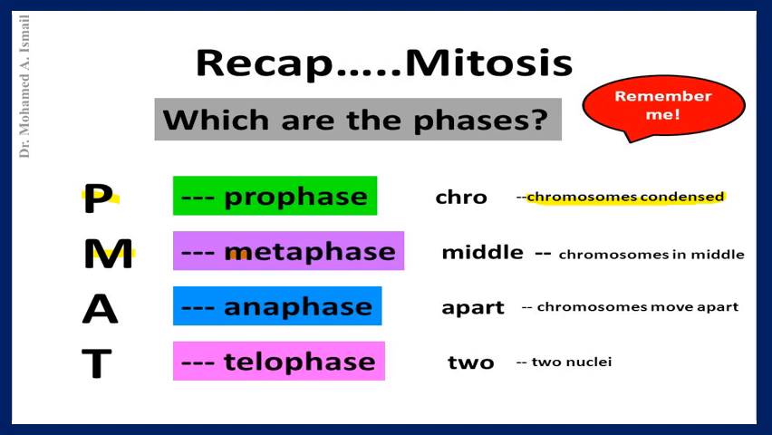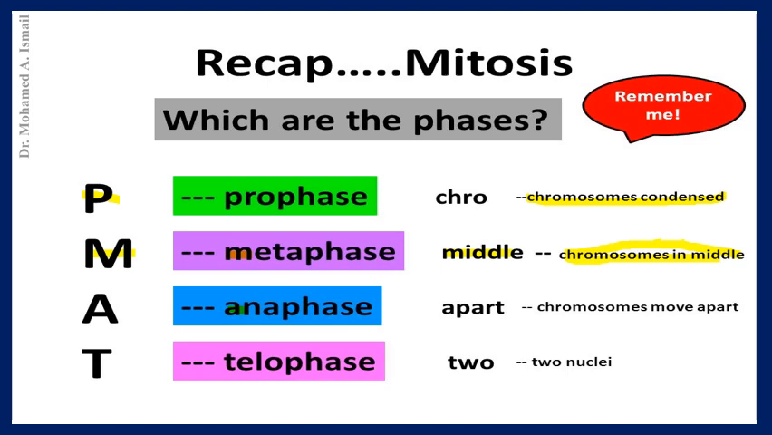M, abbreviation of metaphase, at which the chromosomes are found in the middle line of the cell, or equator of the cell. So the chromosomes are found in the middle line or equator of the cell.